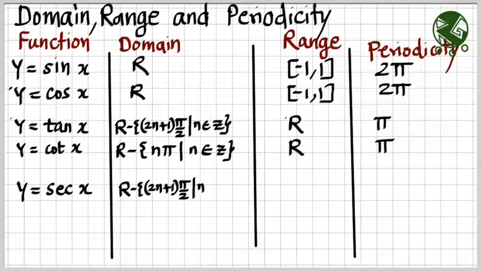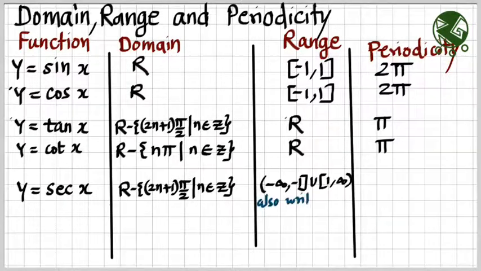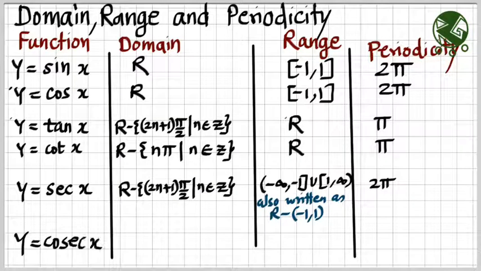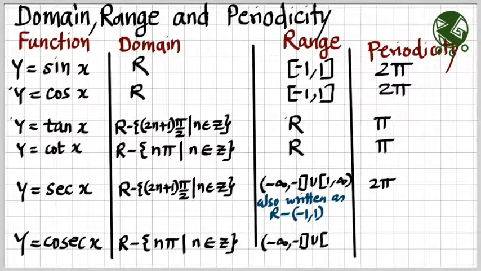For sec x, the domain is the same as that of tan x, and for sec x the range is minus infinity to minus 1 union 1 to infinity, but it can also be written as R minus the open interval minus 1 to 1. So if we want to take the values from minus infinity to minus 1 and then 1 to infinity, we have to take all the real values except for only the values between minus 1 and 1. So they are the same. Periodicity is 2 pi. And then for cosec x, domain is R minus n pi, and the range is minus infinity to minus 1 union 1 to infinity, minus 1 and 1 included, and the periodicity is 2 pi.